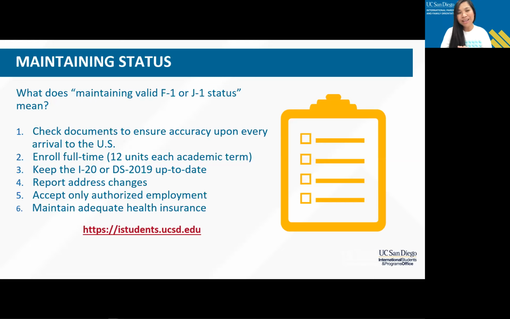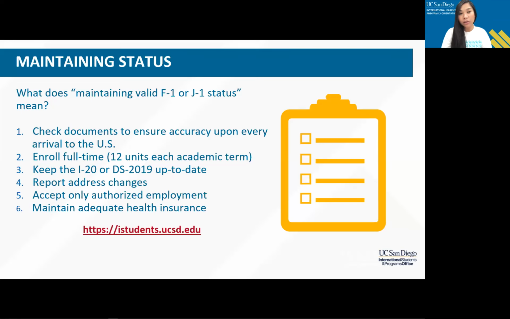Number 1, check their visa documents to ensure accuracy every time they seek entry to the US. So something I like to tell all of our students is, once you enter the US, sit down, make sure all of your documents are in order, everything is valid. All the documents we went over today: passport, visa, I-94, address, I-20, DS 2019, make sure everything is nice and up to date and valid. If there are any issues with your immigration documents or you have questions, always come and talk to ISPO and we can clarify any questions for you.